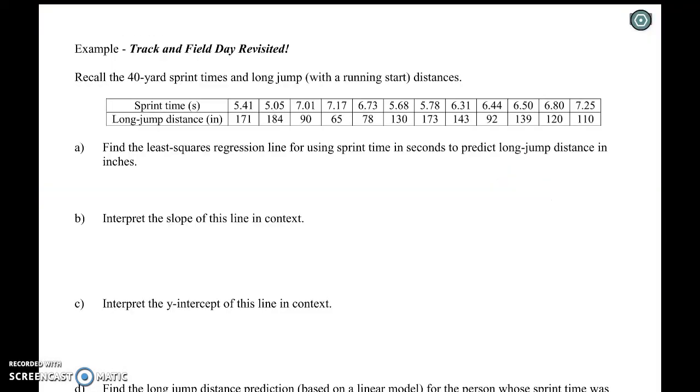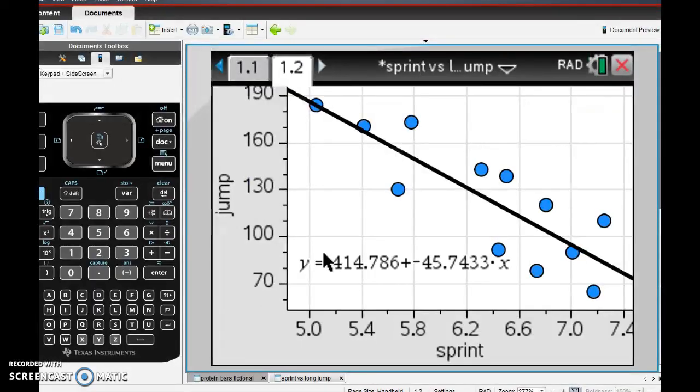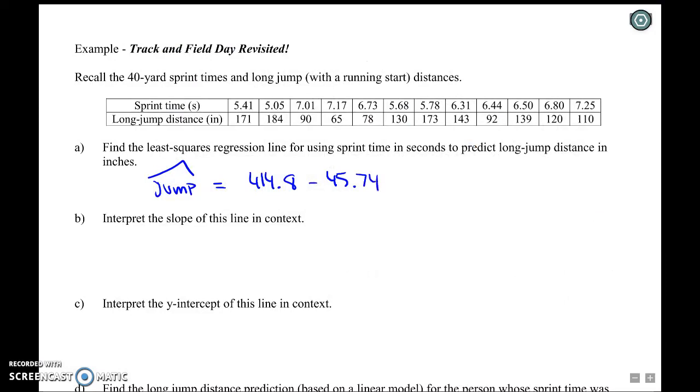So here's my regression model. Predicted jumps are 414.8 minus 45.74 x, where the x was sprint. So if you write this down, you don't have to define the variables. You have this predicted. So this is good for just an answer. That's all you need to put down. But if you put x's and y's, you're going to lose points. If you don't put the hat, you're going to lose points.